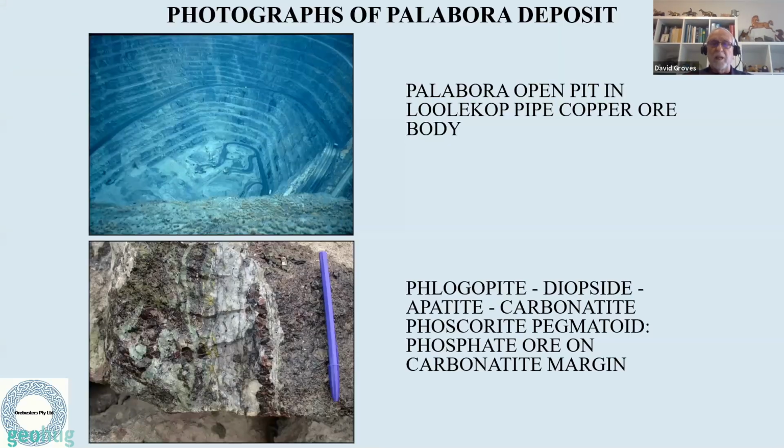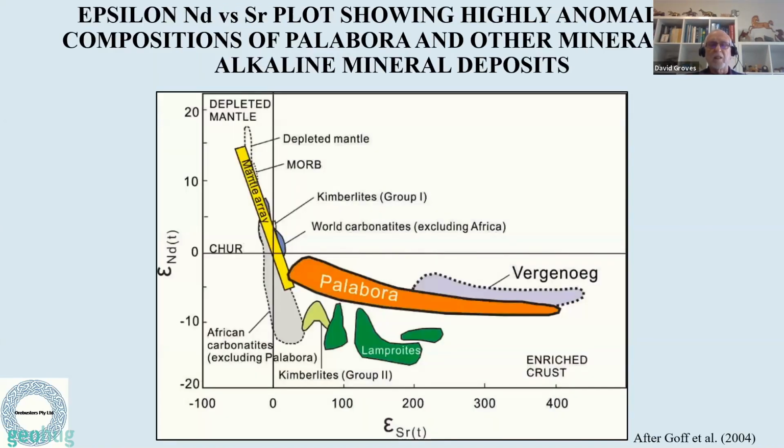Just showing the open pit, and then below some of the incredible rock types that you see at Palabora, just unbelievable: phlogopite, diopside, apatite. So the green is either diopside or apatite, carbonatite sitting there. These are just unbelievable alkaline related pegmatoids, basically. And one of the important things here is that this highly mineralized, so copper in a carbonatite is quite rare, but you can see the different trend.